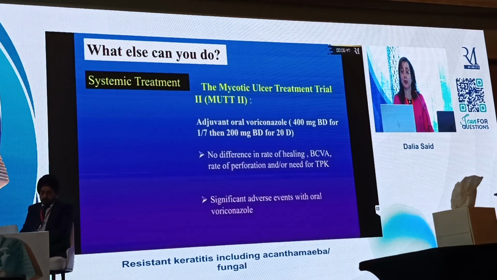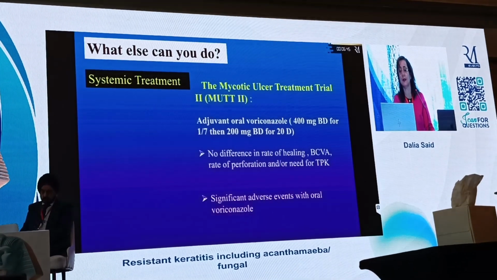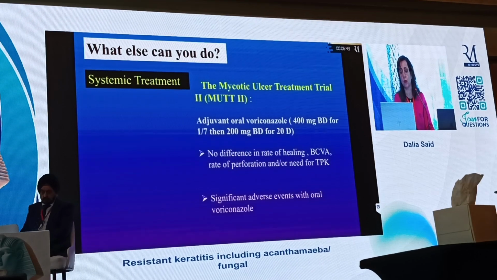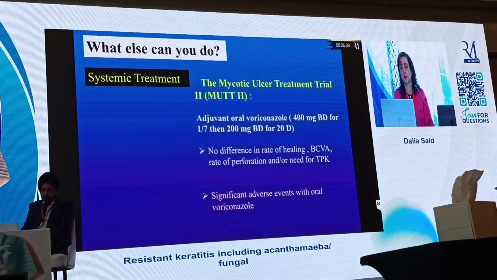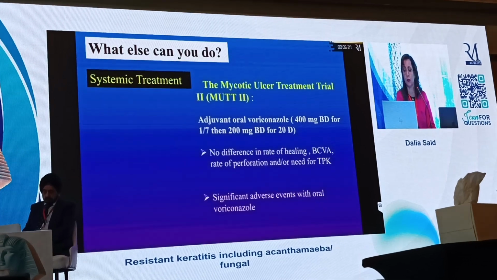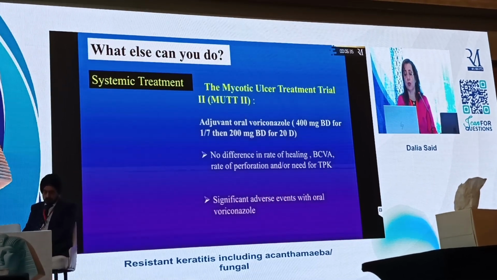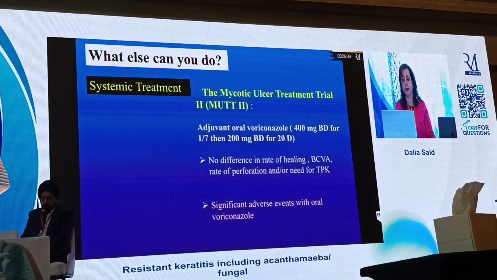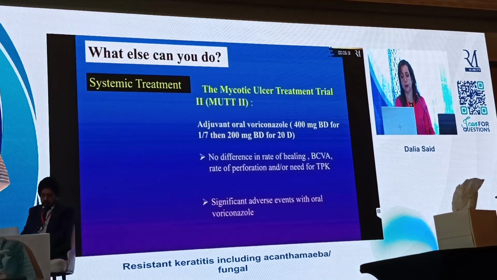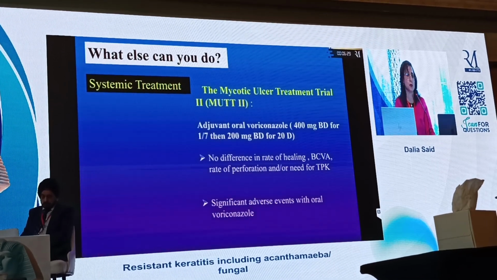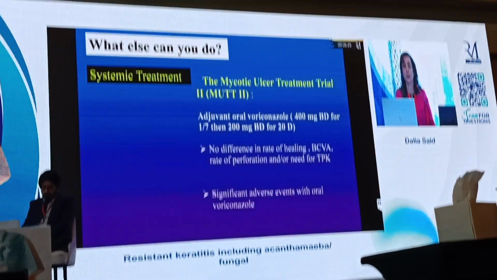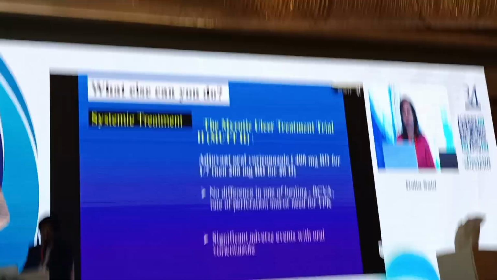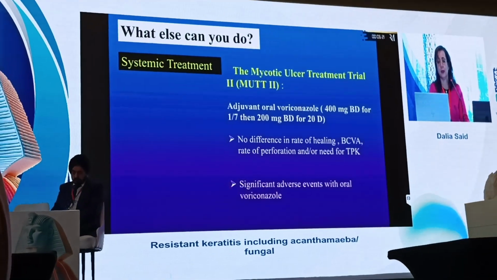Then the mycotic ulcer treatment trial said that adjuvant oral voriconazole 400 twice a day, then 200 milligram twice a day for 20 days did not show any difference in the healing or best corrected visual acuity. But the voriconazole also is known to be quite toxic to the liver. So if you're giving voriconazole systemically, be careful, do liver function regularly.